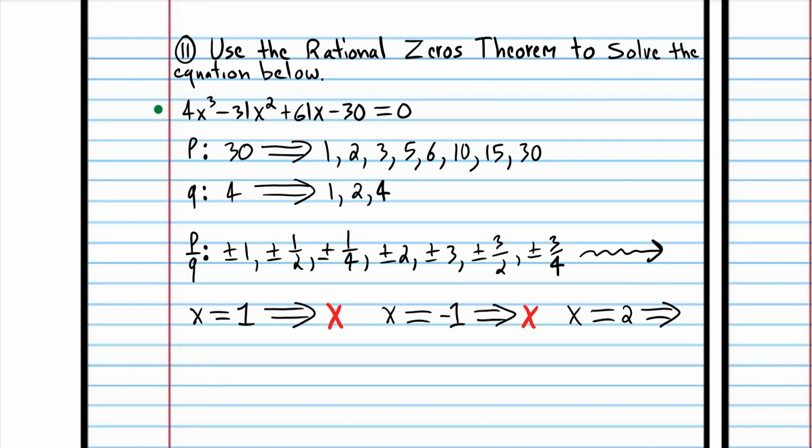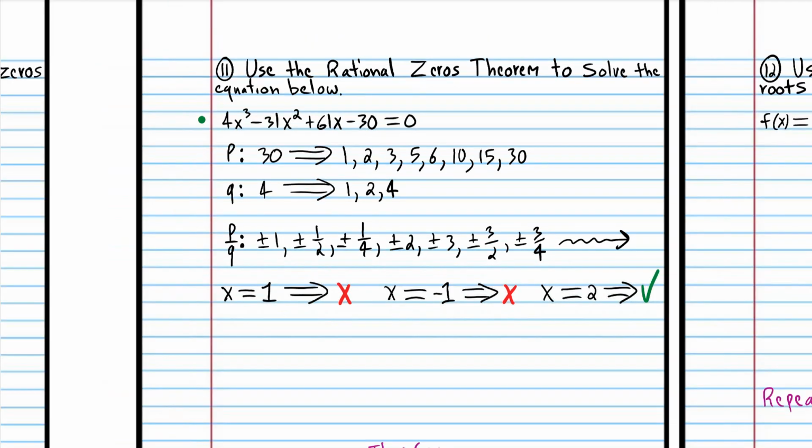Okay, we're back. We get 32 minus 124. That gives us negative 92, and then we're going to add 61 times 2. That gives us 30, and 30 minus 30 is 0. So we found a solution.